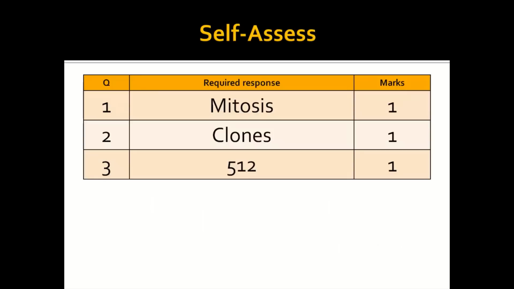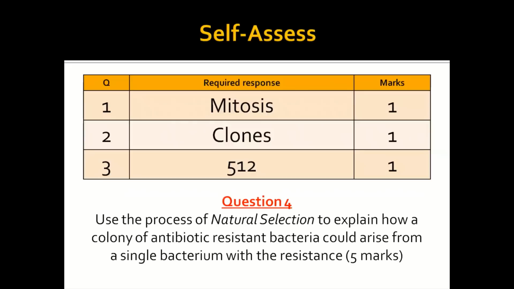You can now check your answers. Also, let's move forward to question 4. Use the process of natural selection to explain how a colony of antibiotic-resistant bacteria could arise from a single bacterium with the resistance. Take a few minutes. Try to answer this on your own. We will move forward to take a look at how the answer can be framed.